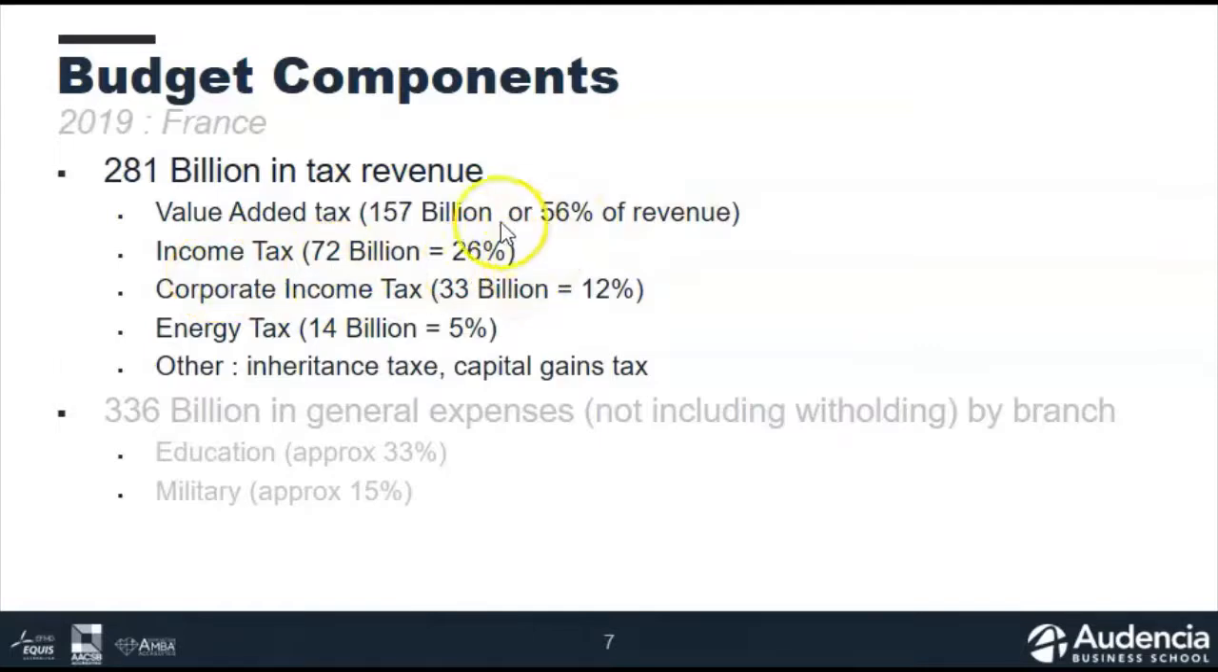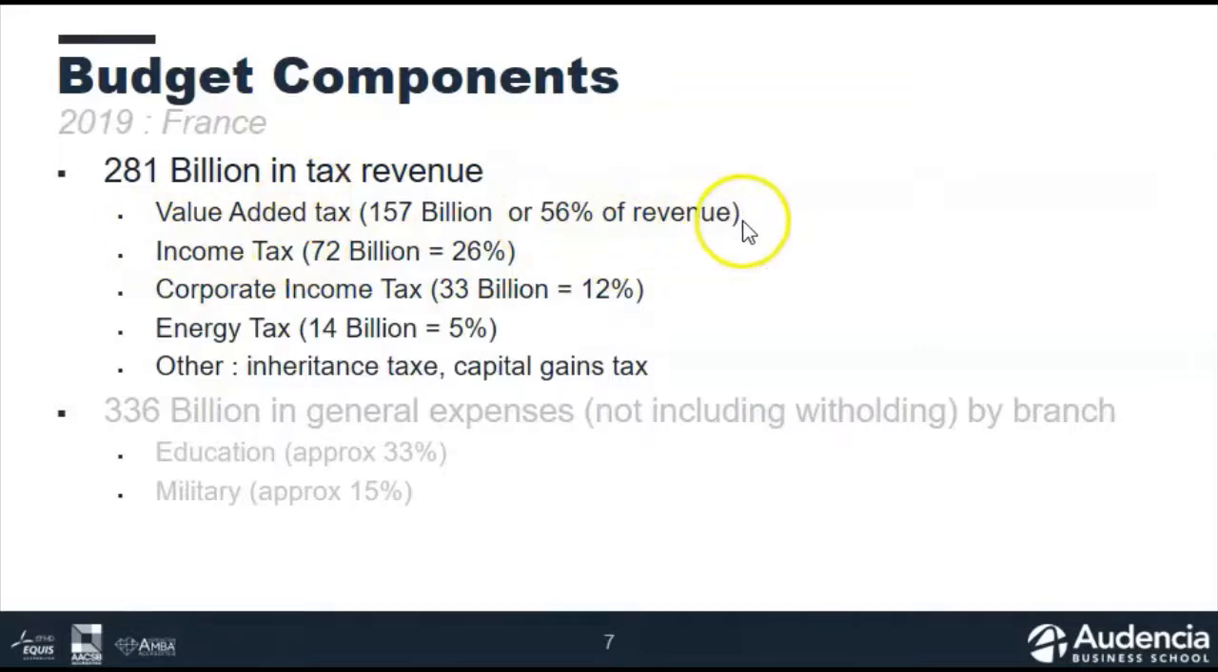Income taxes only represent 26%, so a much smaller share than what we see in the United States, where the income tax, for example, is a major source of income for the government. Afterwards, corporate income taxes, energy tax, so this is an excise on energy products, inheritance taxes, and capital gains tax. Now, I'm not going to get into the debate, but some people may say that the value-added tax is not a very fair tax. Income taxes tend to tax people who make more money at a higher rate, and we'll see why in a minute.